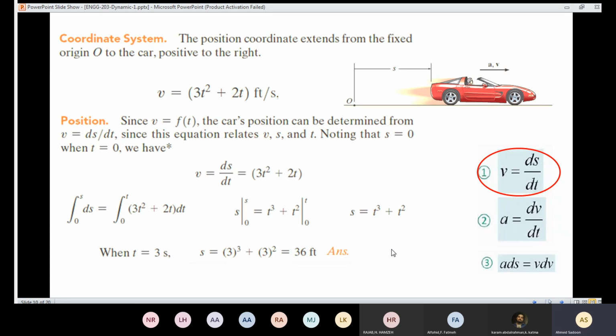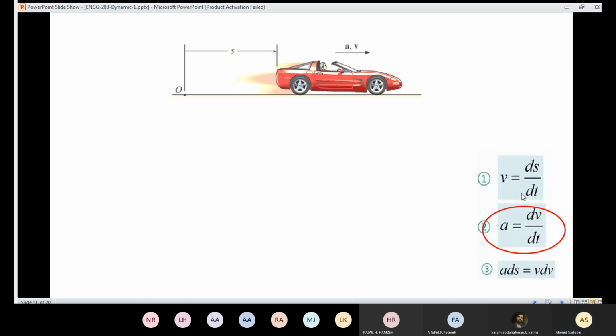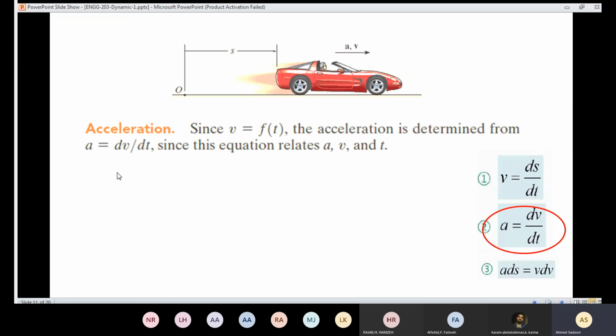The second part, I also need to know the acceleration when the time is 3 seconds. So this time also I need to think about those 3 equations. I need to know the acceleration. In equation number 2, I have acceleration, I have time, and I have velocity. So this one is the most suitable one. So I'm going to choose this equation. I'm going to say that the acceleration a equals dv over dt. Instead of v, I'm going to put the equation here like that.